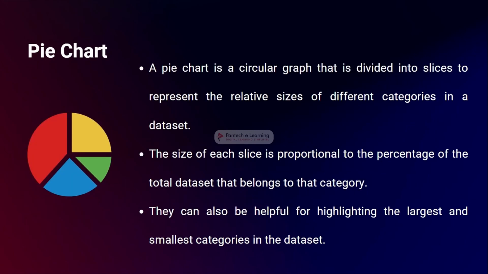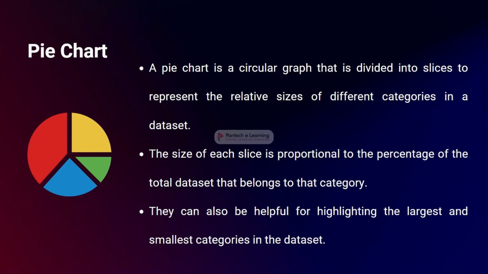Talking about the pie chart, it is a circular graph that is divided into slices to represent the relative sizes of different categories in a data set. The size of each slice is proportional to the percentage of the total. In a pie chart, the total is around 100%. However many categories you have, it splits the total by the percentage they occupy, and gives the area for each.